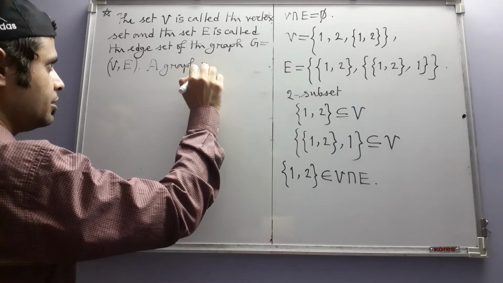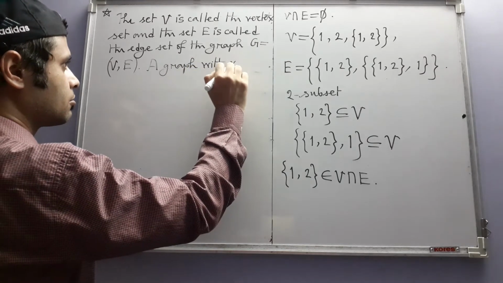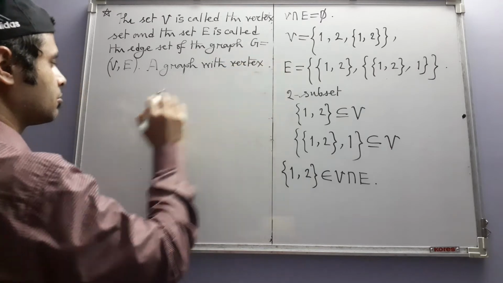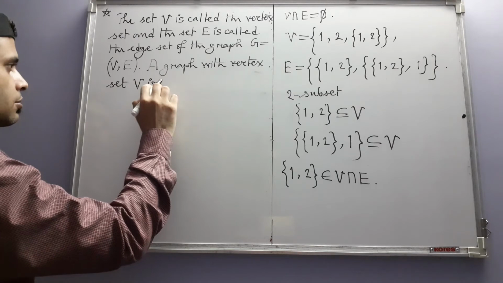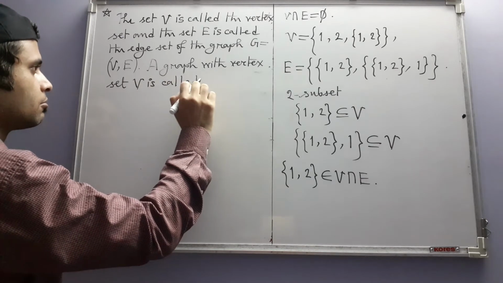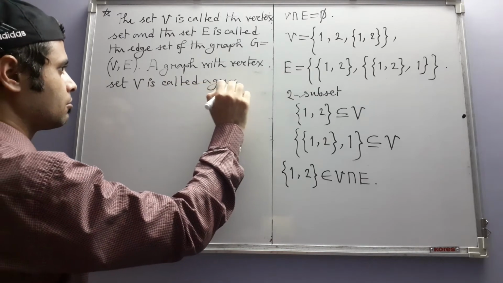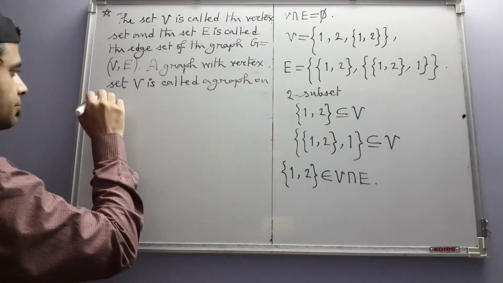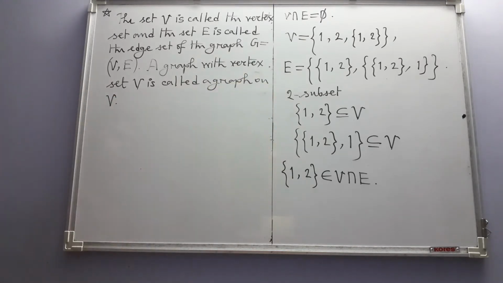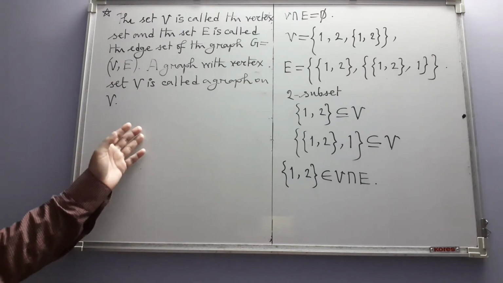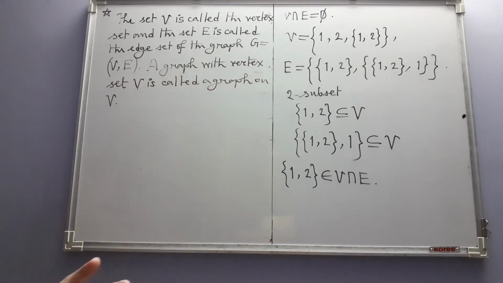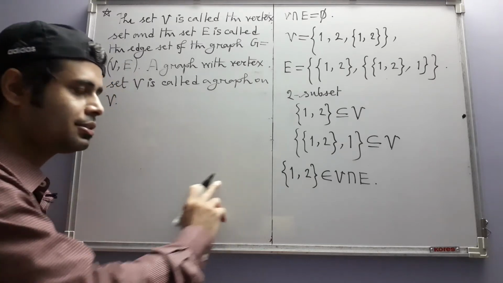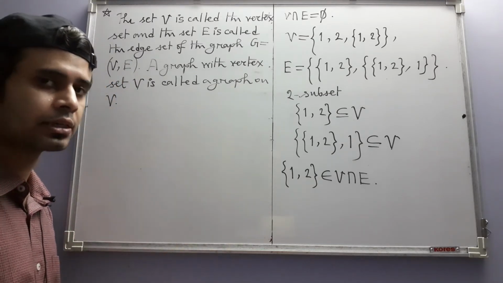A graph with vertex set V is called a graph on V. We need such a thing because you can have many different types of graphs, many different graphs on a single set as their vertex set.